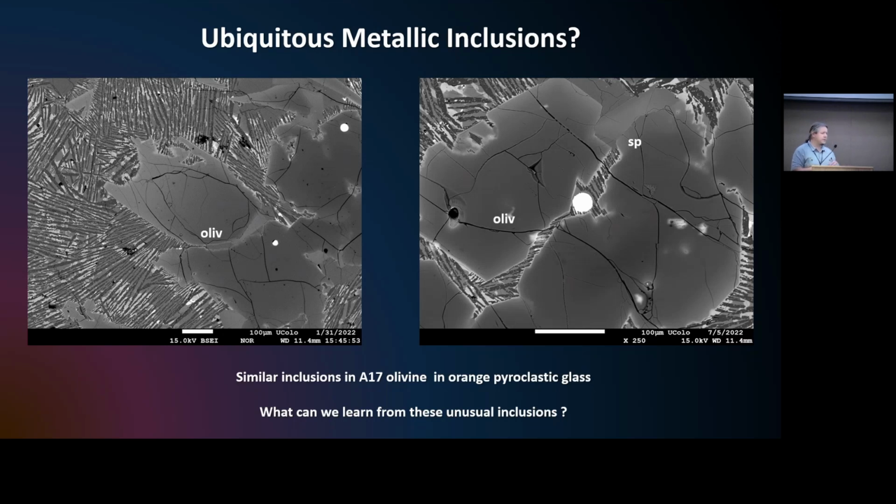These are interesting because I've been doing some work with Chip Shearer on orange glass beads from Apollo 17, the pyroclastic glass beads, and there's a similar texture in some of the olivine phenocrysts in the orange glasses. You see spherical metallic inclusions in those, and so this got me thinking about what these textures in Angrites might mean. The question is, what can we learn from these? How do you get textures that look like this?